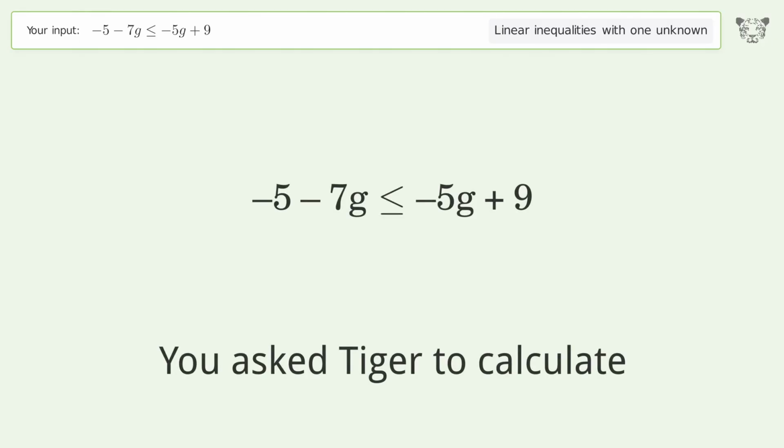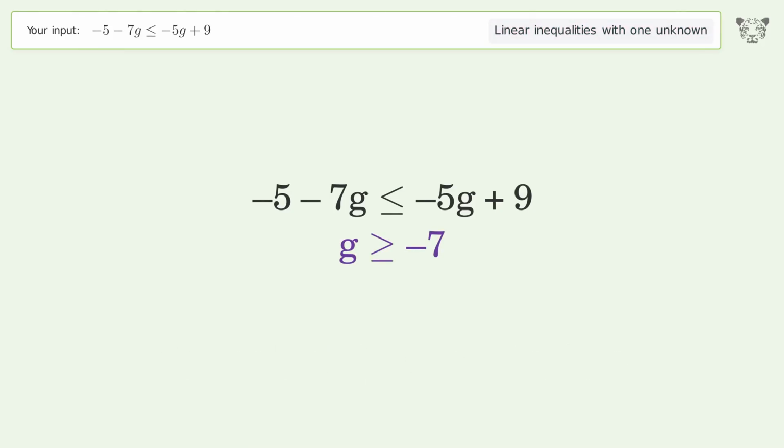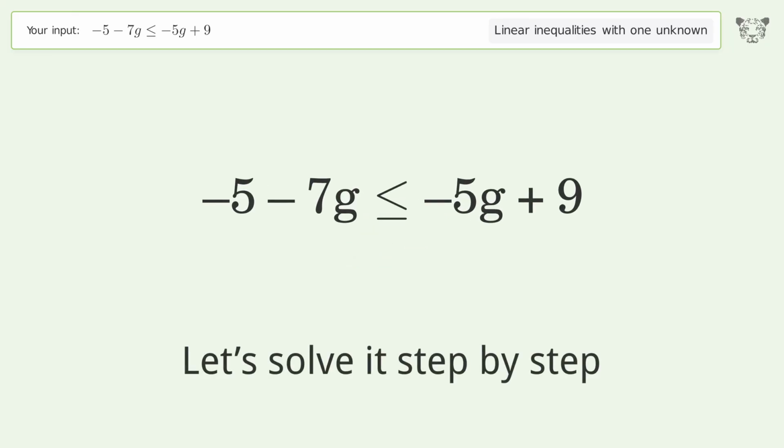You ask Tiger to calculate. This deals with linear inequalities with one unknown. The final result is g equal or greater than -7. Let's solve it step by step.